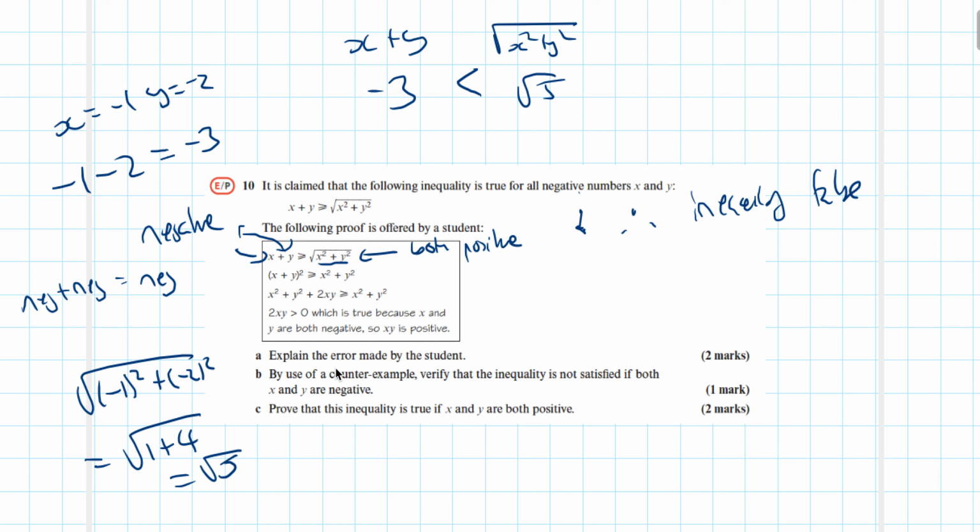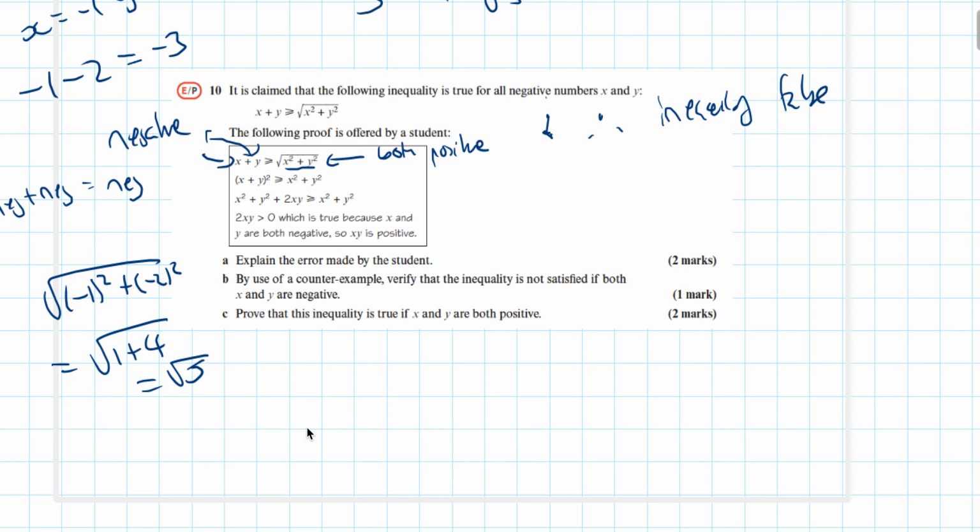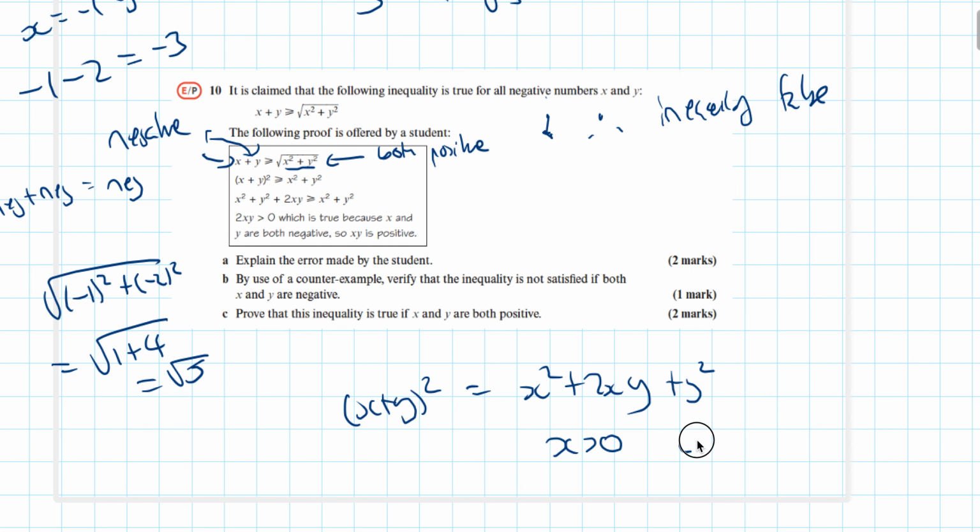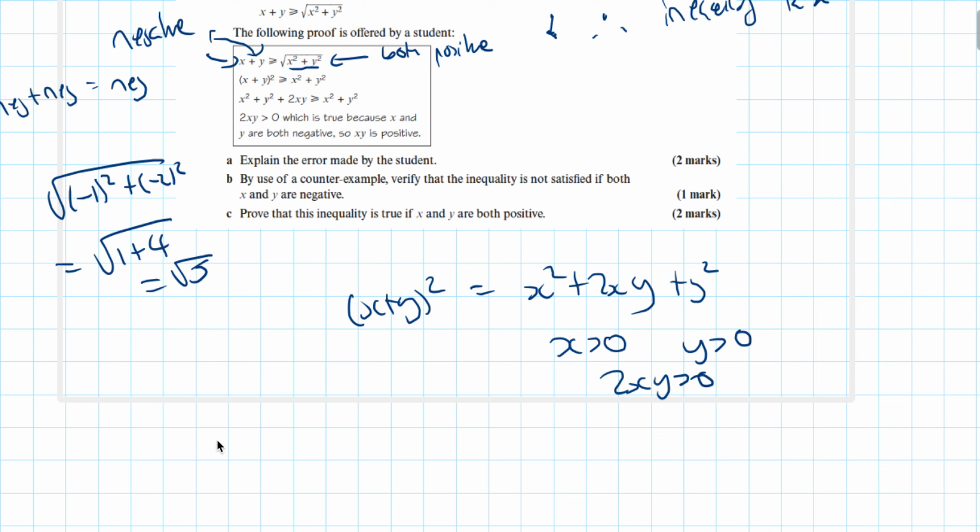Next: prove that this inequality is true if x and y are both positive. We know that (x + y)² is equal to x² + 2xy + y², as shown in the question. We know that x is greater than 0 and y is greater than 0, and therefore 2xy must be greater than 0. So from here, x² + 2xy + y² is going to be greater than x² + y².